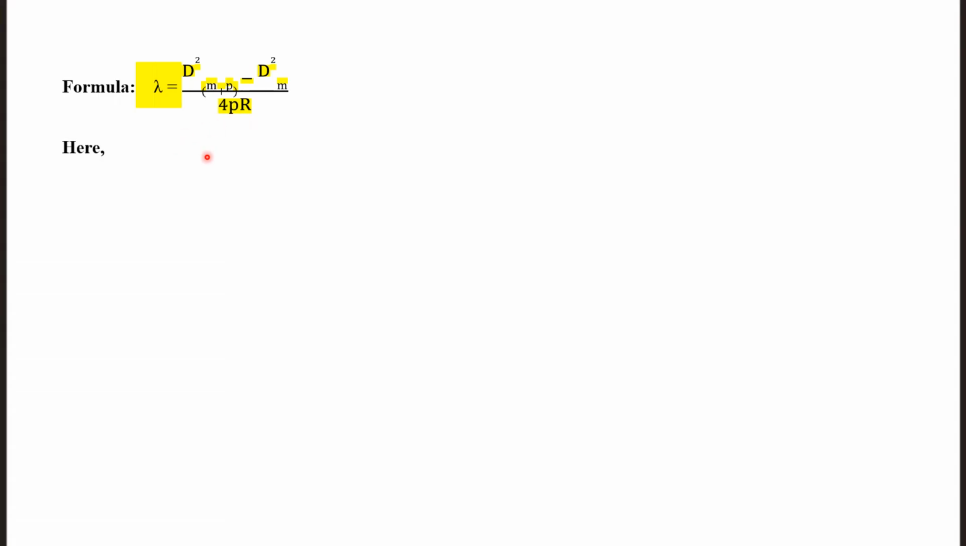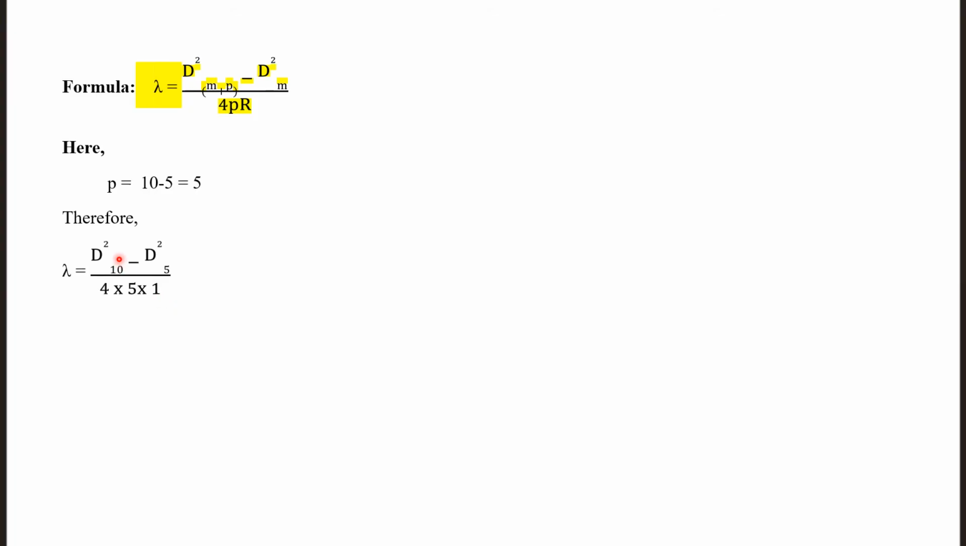Here P is nothing but, it is given that we have the 10th ring and the 5th ring. So P will be the distance between those two: 10 minus 5, which is 5. So we may rewrite the formula by putting in the values. Lambda is equal to D10, the 10th ring's diameter squared, minus the 5th ring's diameter squared, and in the denominator we have 4. In our case P is 5 multiplied by 1.